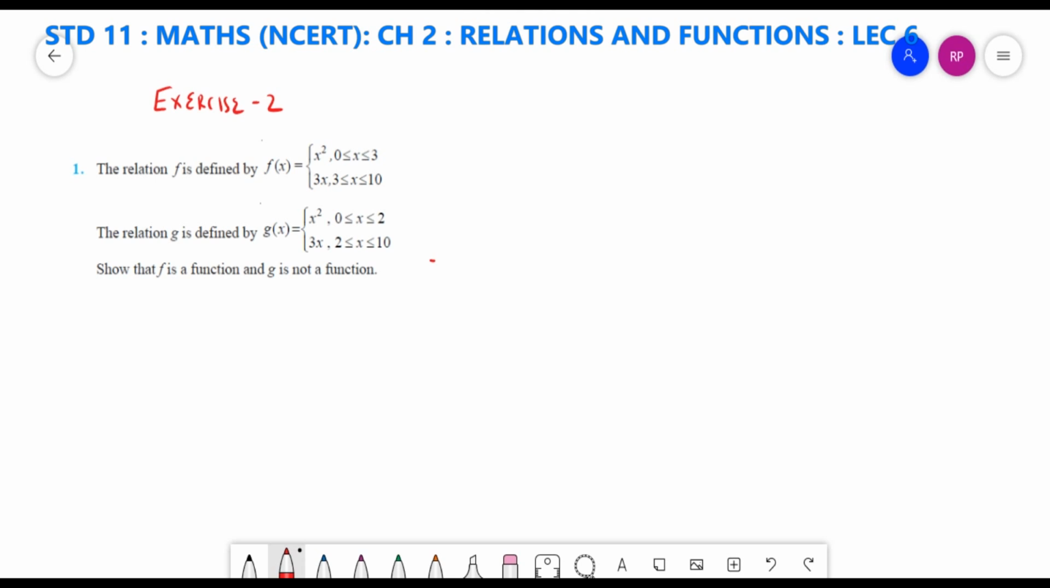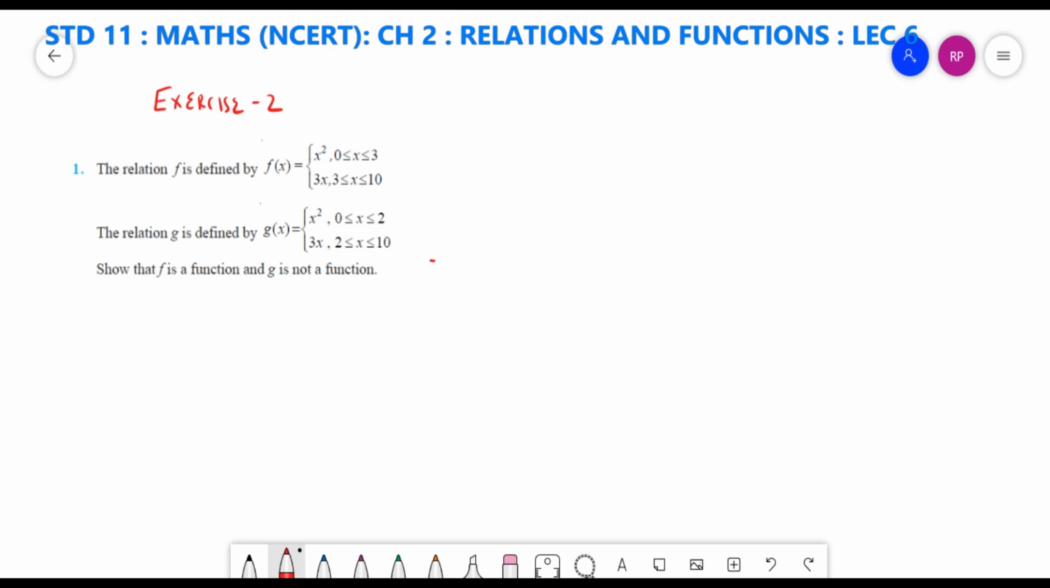Student, till now we had completed exercise 2.3 and today we are going to start with exercise 2. So the first question of exercise 2: the relation f is defined by f(x) = x², 0 ≤ x ≤ 3, and 3x if 3 ≤ x ≤ 10.